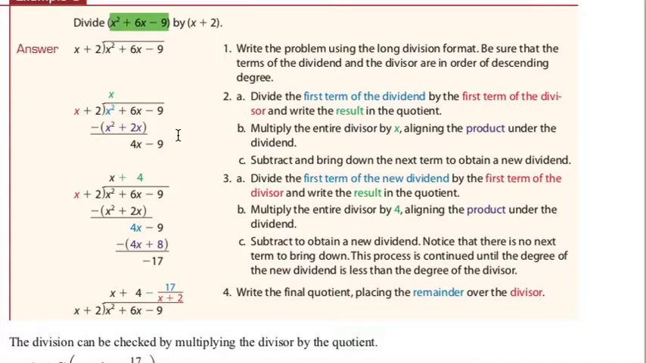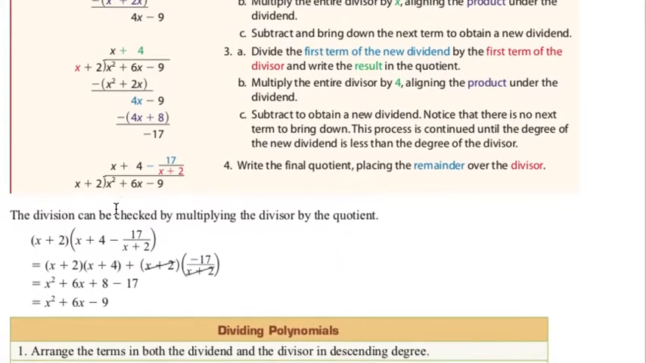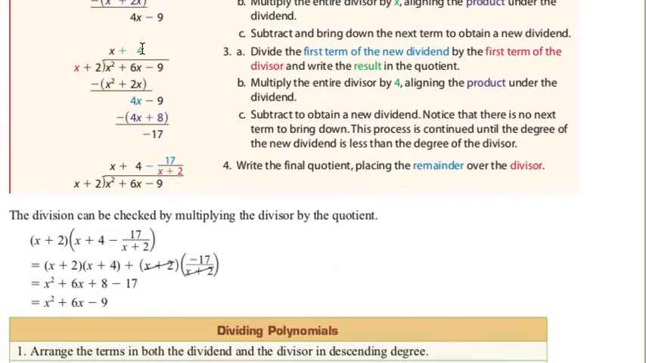If we're going to go through that process again, we're looking at our first term, and that is going in our first term over here. So 4x divided by x. So that's just going to be plus 4, and we're going to again multiply this 4 to both of these terms. So 4x minus 4x plus 4 times 2, which is 8.